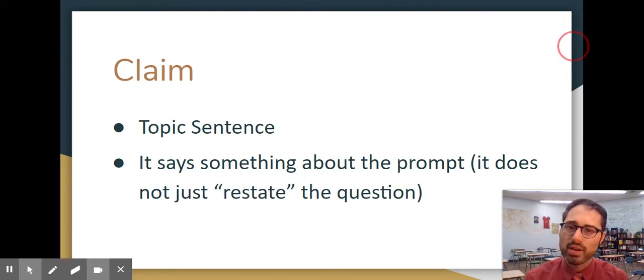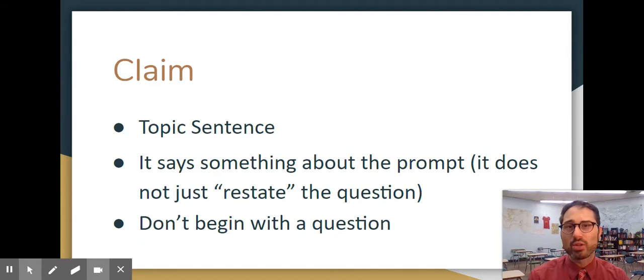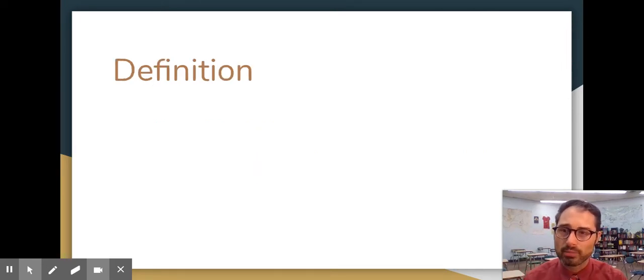So the claim is something very specific, and we also don't want you to start with a question. In other types of writing, this is fine, but in an analysis, your first sentence should guide the way and clearly state what it is that you are writing about.